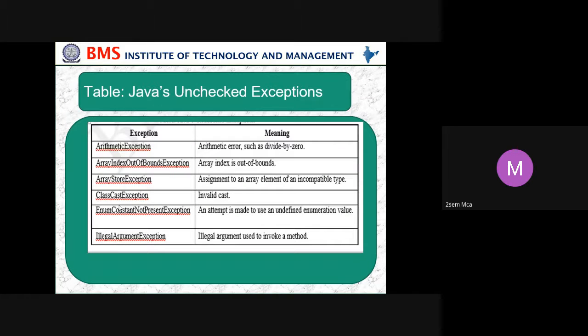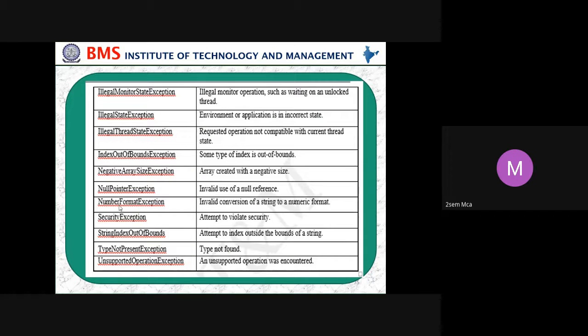This table gives us Java's unchecked exceptions. IllegalMonitorStateException: illegal monitor operations such as waiting on an unlocked thread. IllegalStateException: environment or application is in an incorrect state. IllegalThreadStateException: requested operation not compatible with the current thread state. IndexOutOfBoundsException: some type of index is out of bounds. NegativeArraySizeException: array created with a negative size. NullPointerException: invalid use of a null reference. NumberFormatException: invalid conversion of a string to a numeric format.